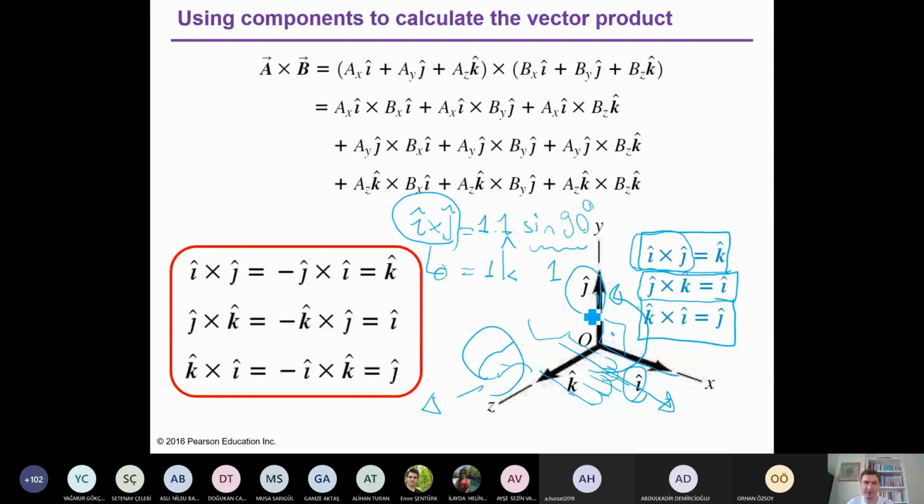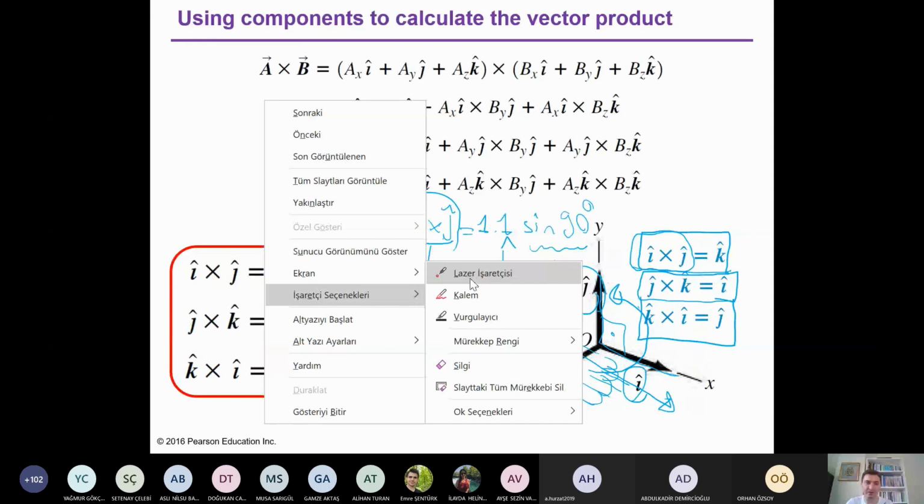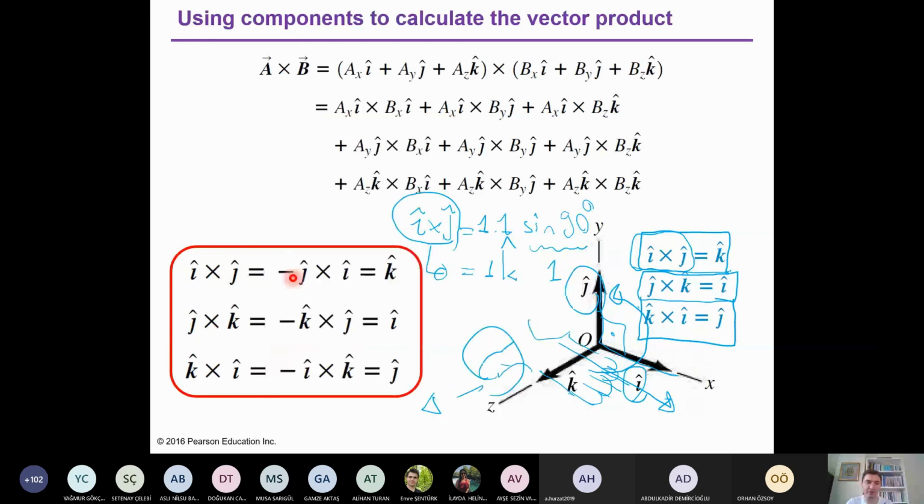Since vector product is anticommutative, so instead of I cross J, you can write minus J cross I, so they will be same. And J cross K will be equal to minus K cross J, and it is equal to I. So you can do it like this.